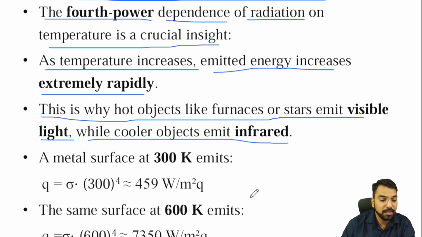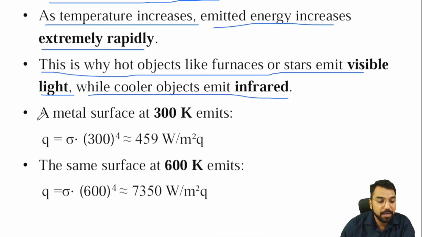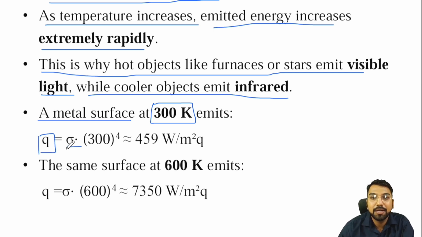So here you can see an example. Any metal surface at 300 Kelvin surface temperature, or absolute temperature, can emit heat energy. Sigma is the Stefan-Boltzmann constant, 5.67 into 10 raised to minus 8, so we are not working out that value here. We are just seeing how a temperature difference creates a tremendous change in heat transfer in the case of radiation.